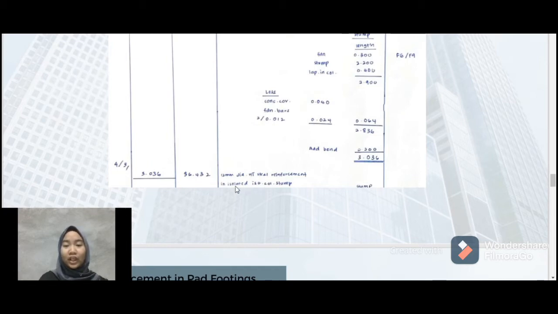Next, for the description, we have to write down the diameter of the steel reinforcement in the isolated column stump.